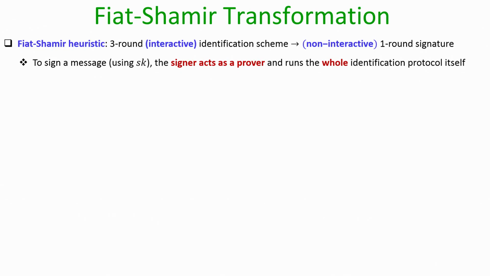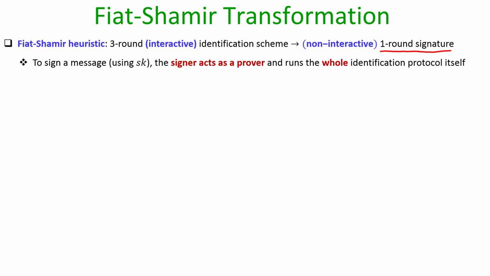So, let us start our discussion with the Fiat-Shamir transformation. What the Fiat-Shamir heuristic or transformation does is it takes any 3 round interactive identification scheme which has the structure of commitment, challenge, response, and converts that interactive protocol into a non-interactive protocol. Non-interactive in the sense that it will have only one round of interaction from the prover to the verifier, and using that non-interactive protocol we end up getting a 1 round signature scheme.